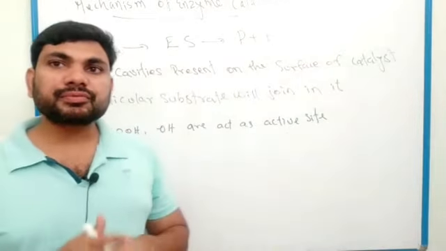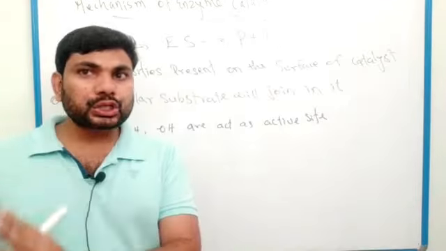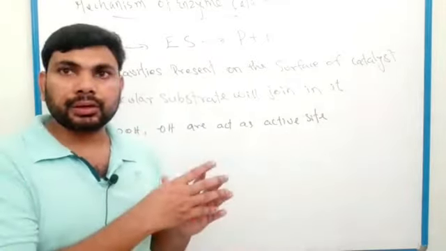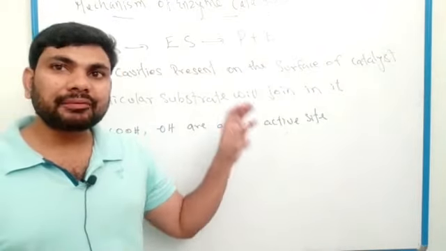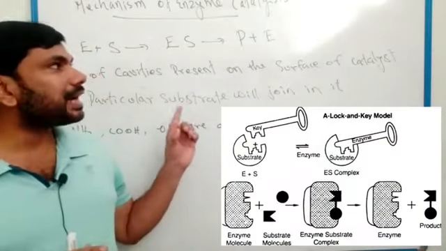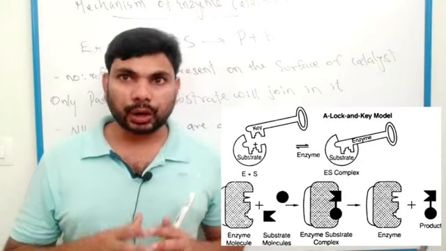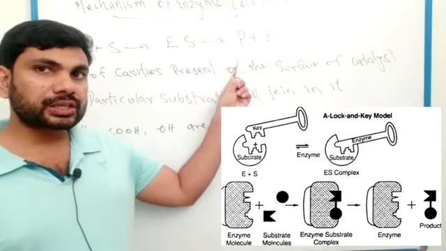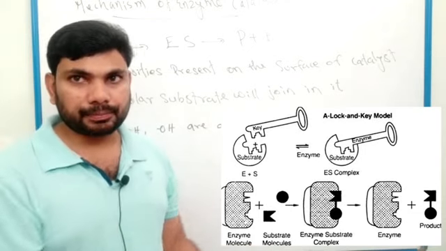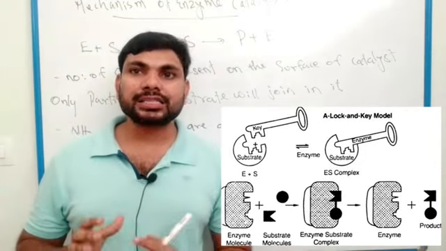You can see in this figure, on the surface of the enzyme there is a suitable cavity. Only a particular, suitable reactant can fit into the cavity of the enzyme. After joining enzyme and substrate, it forms the enzyme substrate complex. At the end, this enzyme substrate complex changes to product and releases the enzyme. This is the mechanism of enzyme catalyzed reaction.